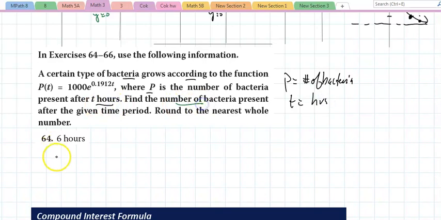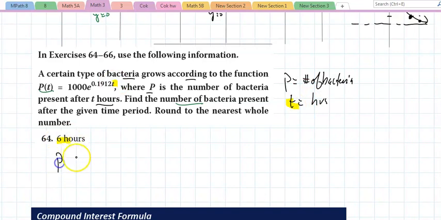Find the number of bacteria. What does P equal after the given period of time had passed? Round to the nearest whole number. If you're doing people or bacteria or a living organism, you go to the nearest one. They say when T equals 6, right there.